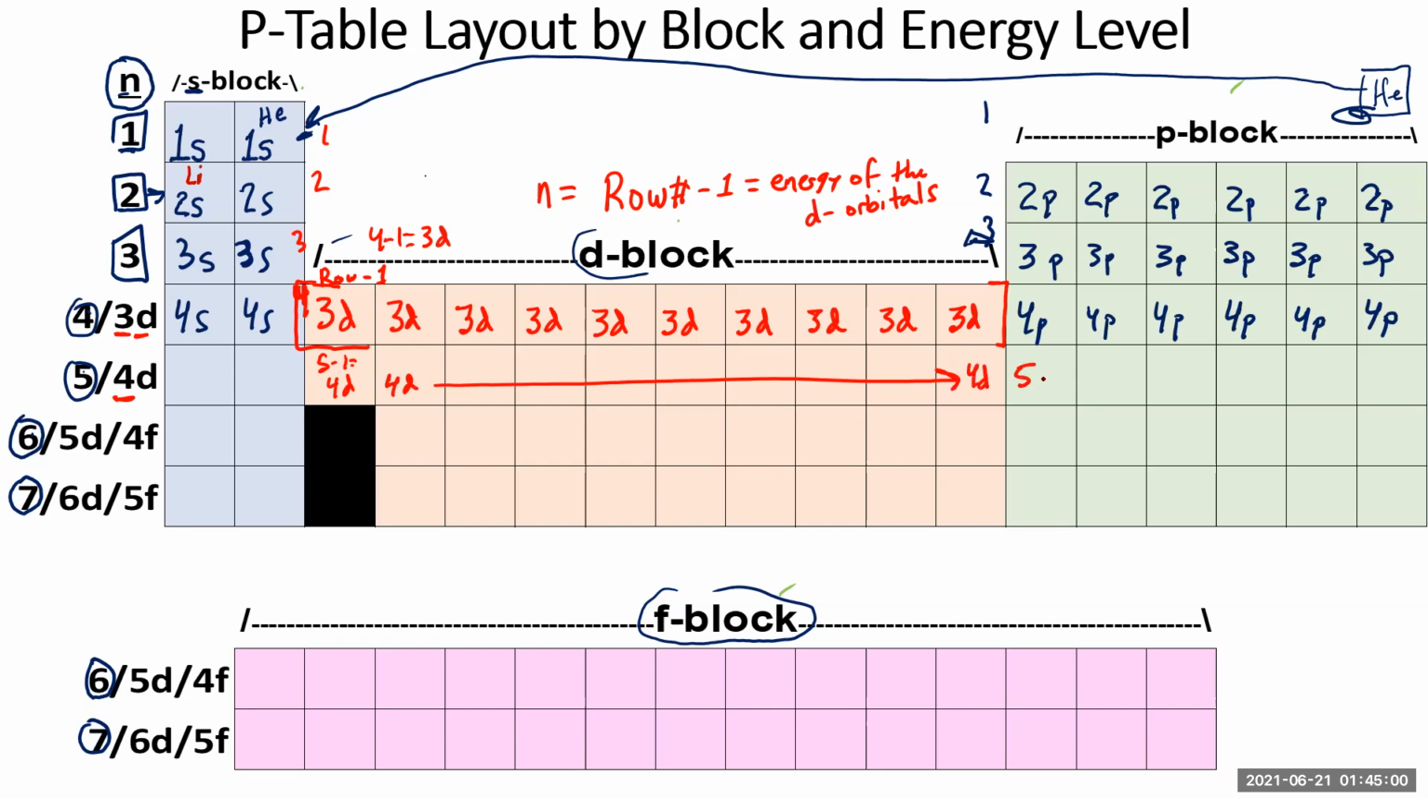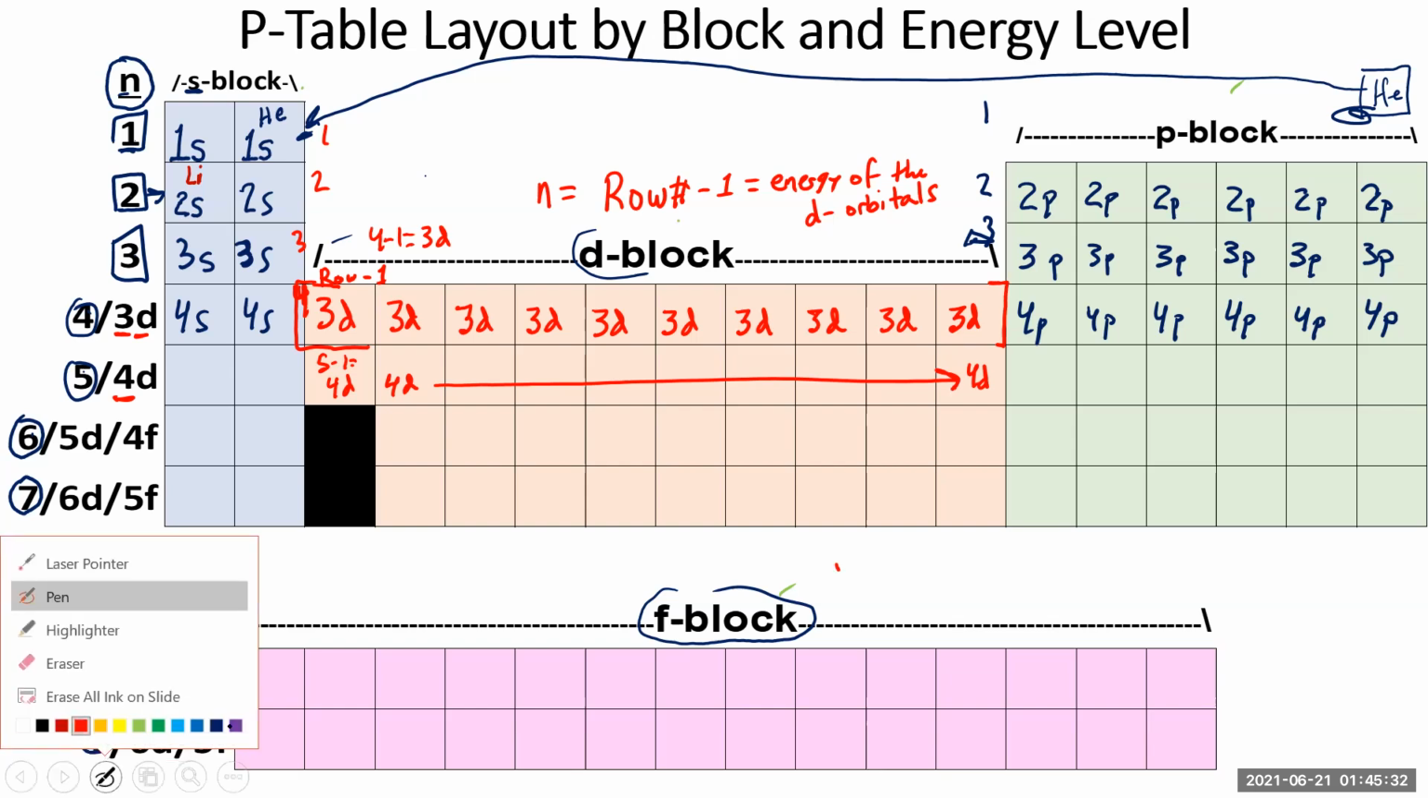4D. And then you're back up to 5p again. So again, for the S and P blocks, the row number of the periodic table always exactly corresponds to the energy level n. However, for the D block, the energy level lags behind by 1 integer number. So it's the row number minus 1 that is the energy level n of the D block. For the F block, it's the row number minus 2.